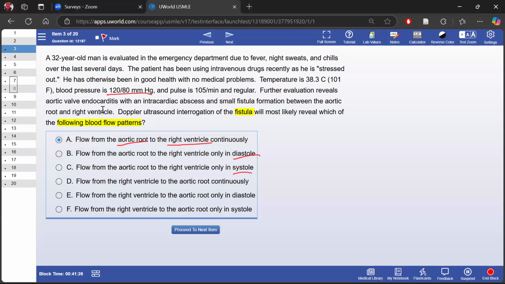Once you see fistula and they're asking you flow, you start thinking, oh, this is the cardiovascular system. Identify between which chambers the fistula is, figure out the pressure gradients between them, and that will tell you the direction of flow immediately. And you're done without even reading anything else in this case. Okay? Any questions on this before we move on?